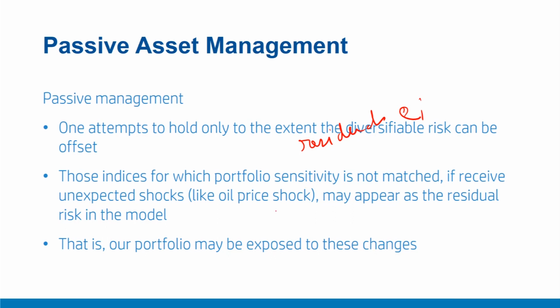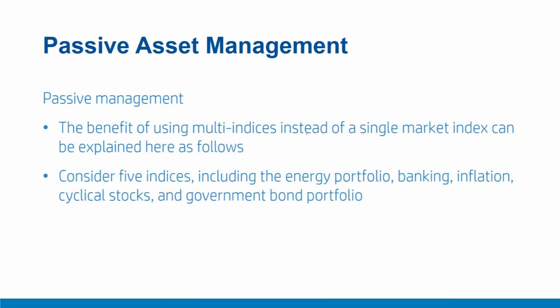Now, if your portfolio is not explicitly matched to some of these indices, then let's say there is a shock to one of these indices which you have not matched explicitly to your portfolio, and the price movement of your portfolio may appear as over or underperformance depending upon the nature of shock in terms of performance evaluation. That is, your portfolio performance is exposed to these changes. Let us discuss this aspect in more detail.